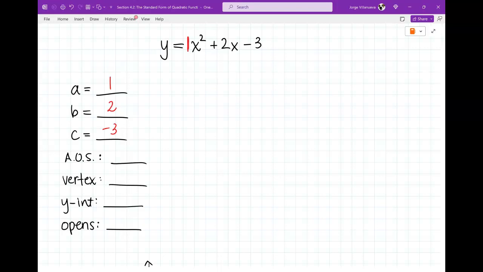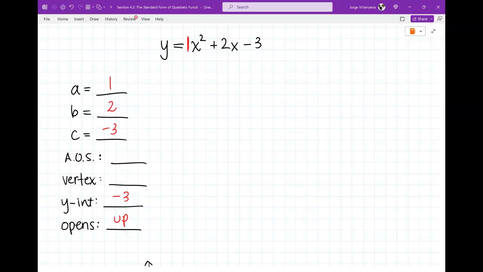Axis of symmetry and vertex are a little bit harder, so I'm going to kind of hold off. What's my y-intercept? Negative 3. It's my C value, right? And which way does it open? Up. Thank you. So it opens up. So I pretty much finished this whole problem besides the graphing, but I do have to do the axis of symmetry, which is the part that takes a little while.